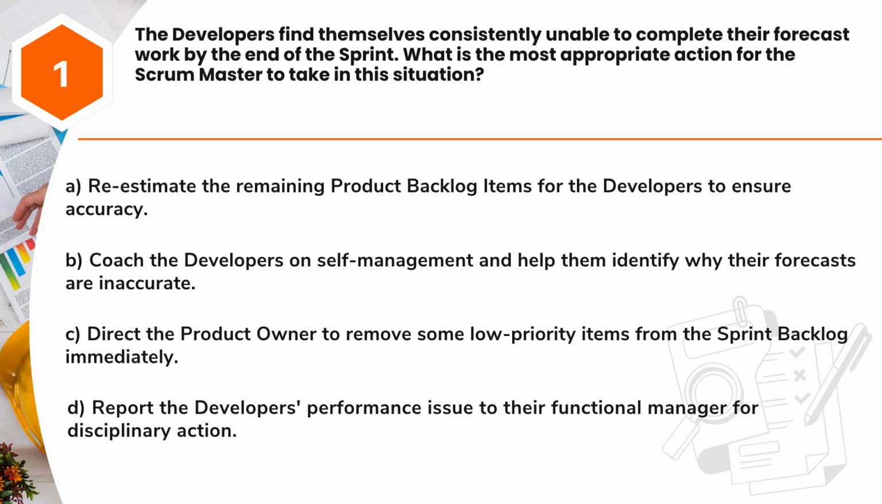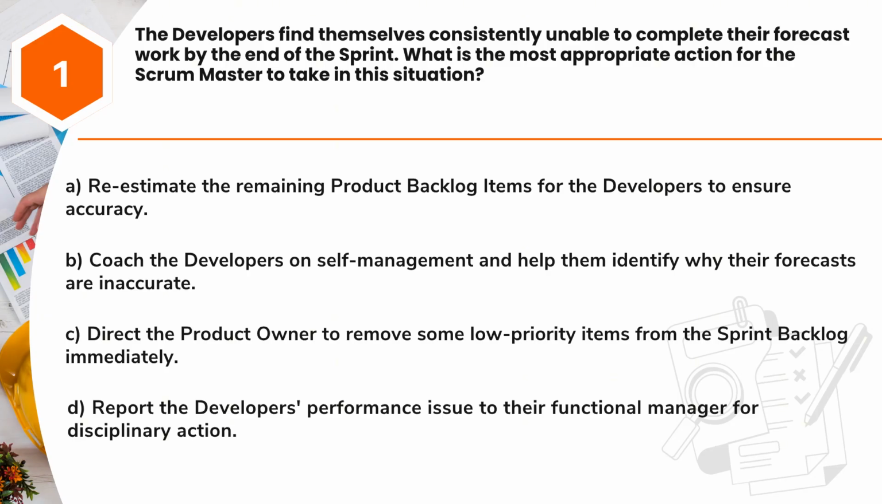Question 1. The developers find themselves consistently unable to complete their forecast work by the end of the sprint. What is the most appropriate action for the Scrum Master to take in this situation? A. Re-estimate the remaining product backlog items for the developers to ensure accuracy.